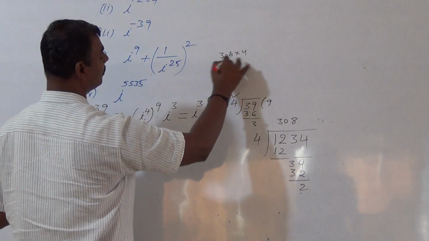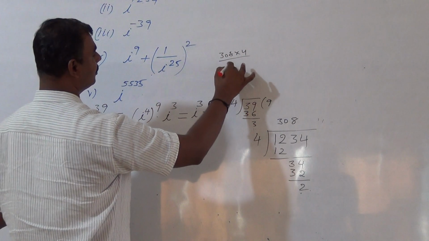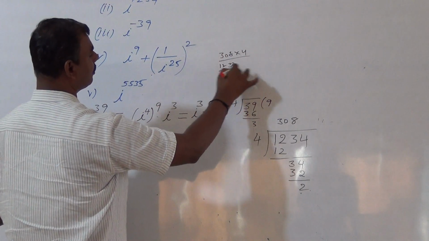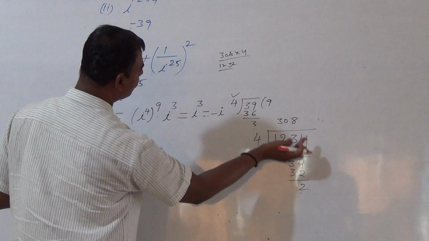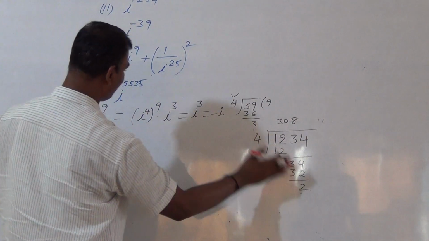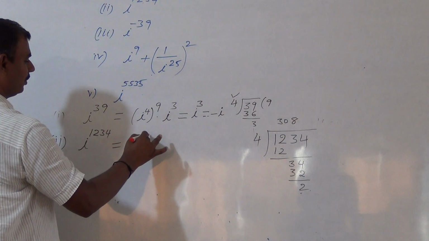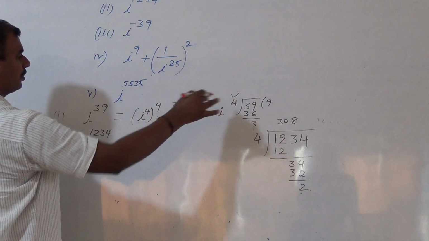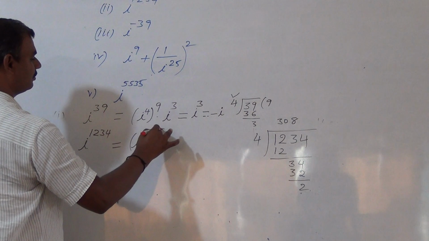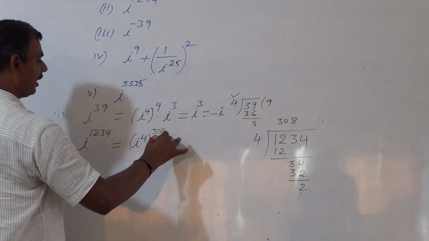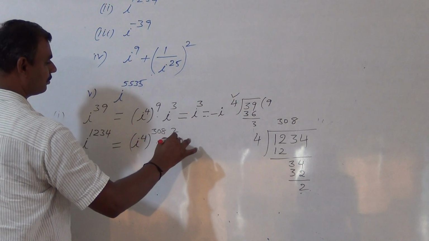Observe that, all of you. Table: 4 8s are 32, 4 3s are 12, 12 32. So how much remaining? 2 only remaining. So 2 is the remainder. So how to write this value now? I raised to 4, whole raised to quotient 308, into I raised to the remainder, which is 2.